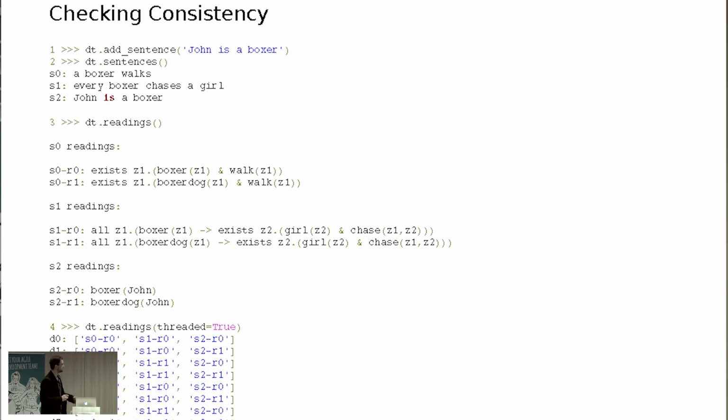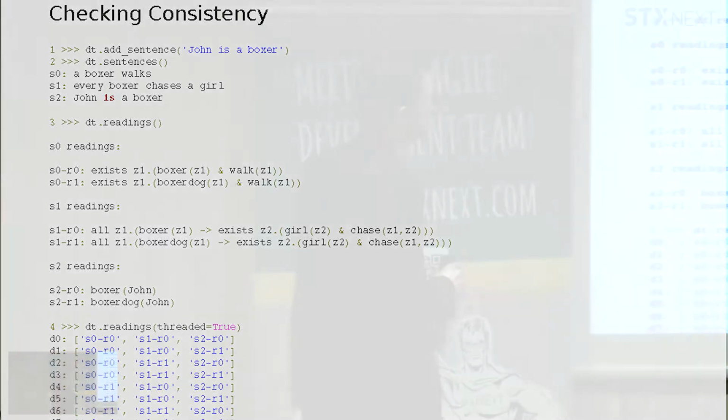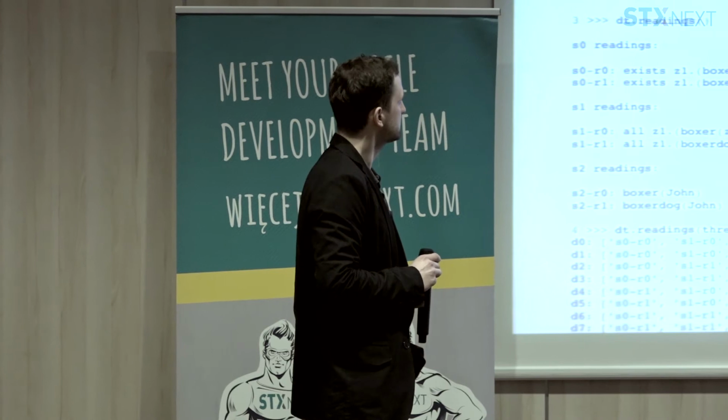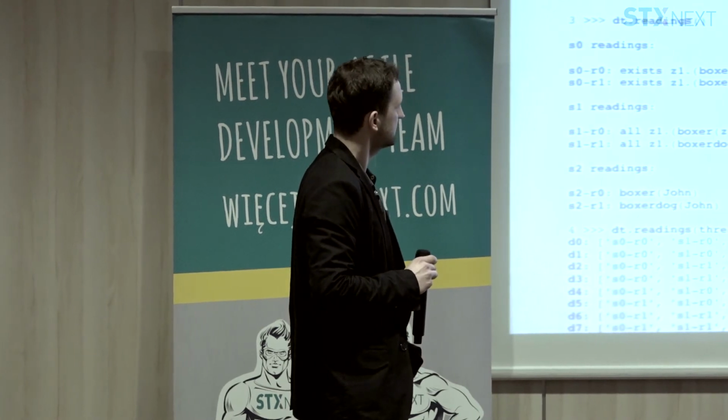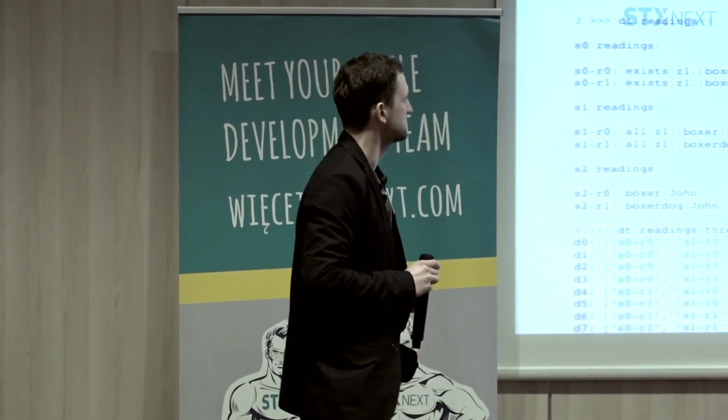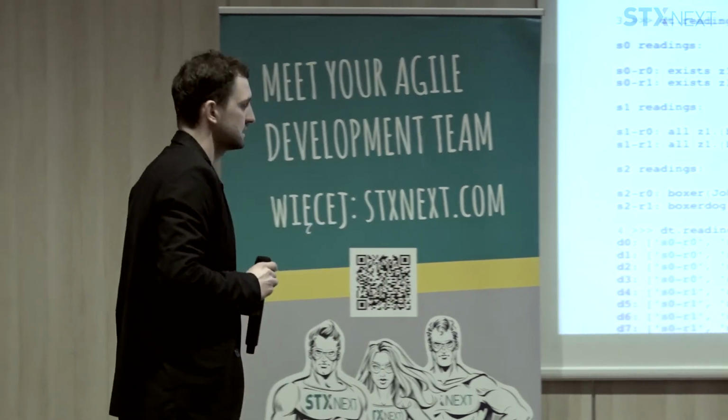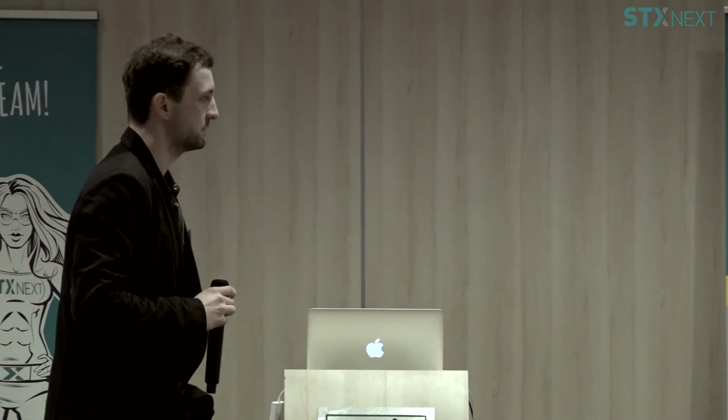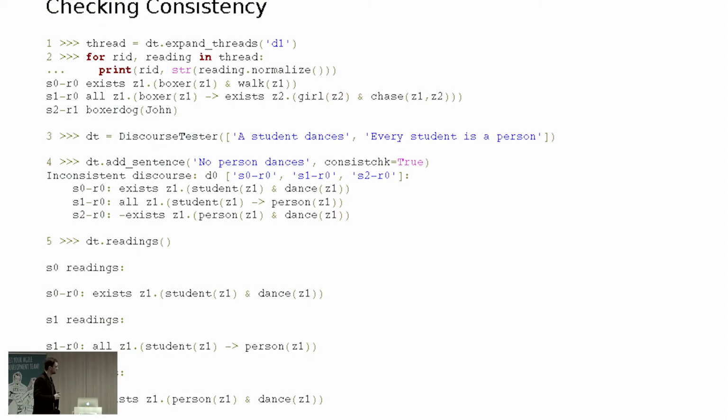So let's mix up things a little bit, and let's add another sentence and see what happens, right? So we just add another sentence, which is John is a boxer, to our set. So we have three sentences right now. A boxer walks, every boxer chases a girl, and John is a boxer, right? We can list the readings as we did before, right? So all the possible interpretations of the sentences we have. And we can see that the number of threads grew, right? So it's really, really complicated right now. We don't really know what's happening, right?